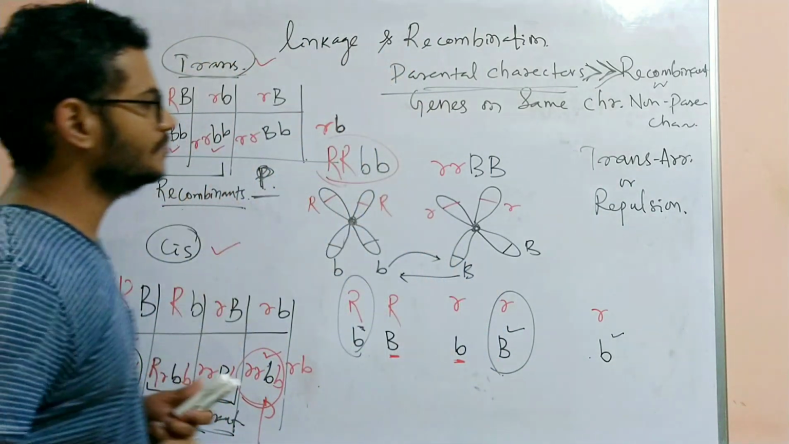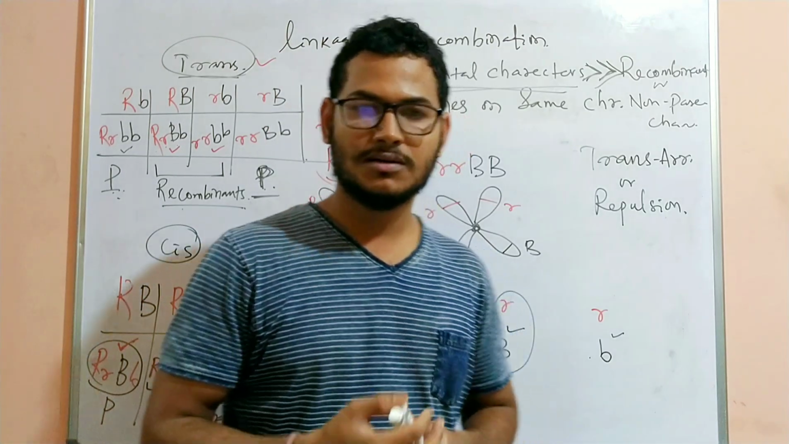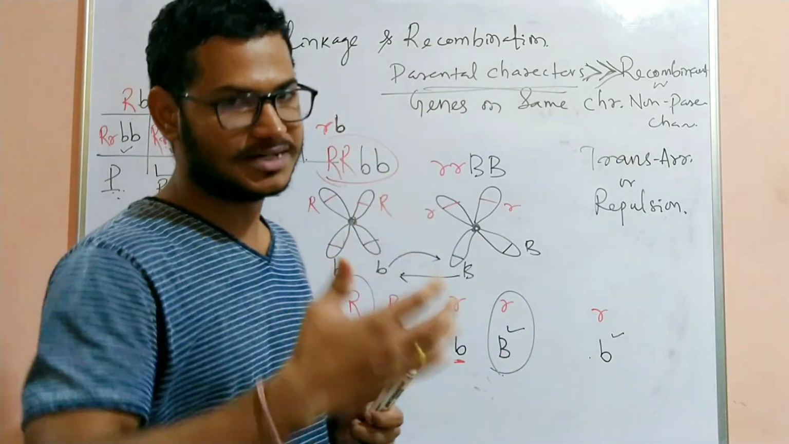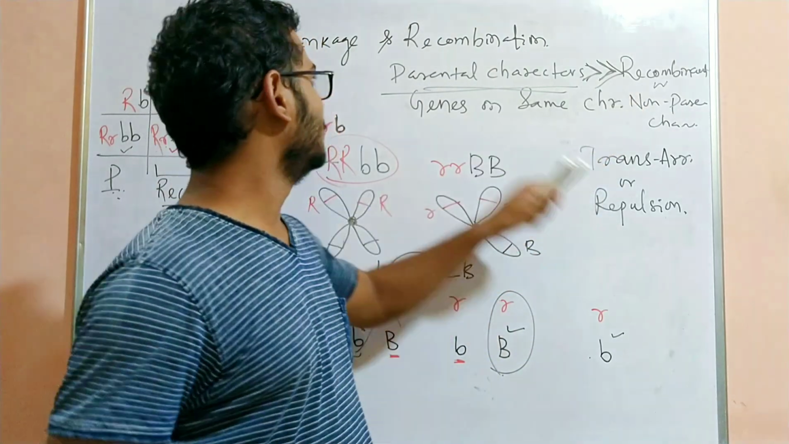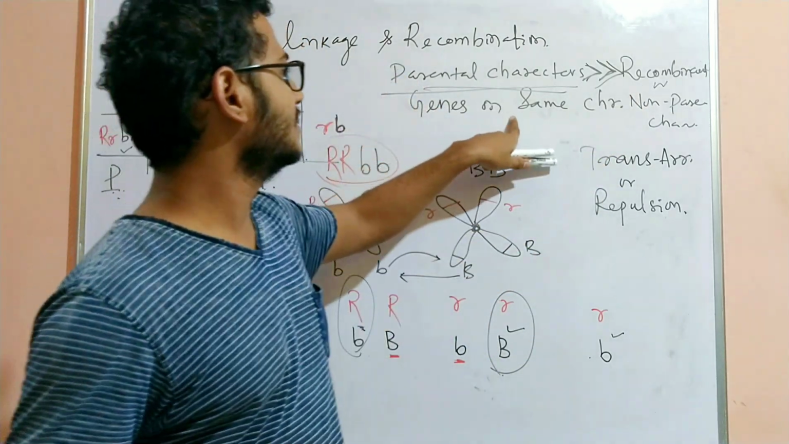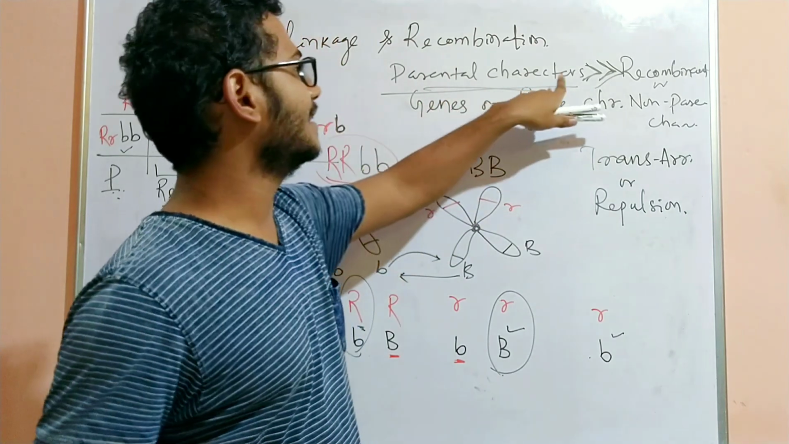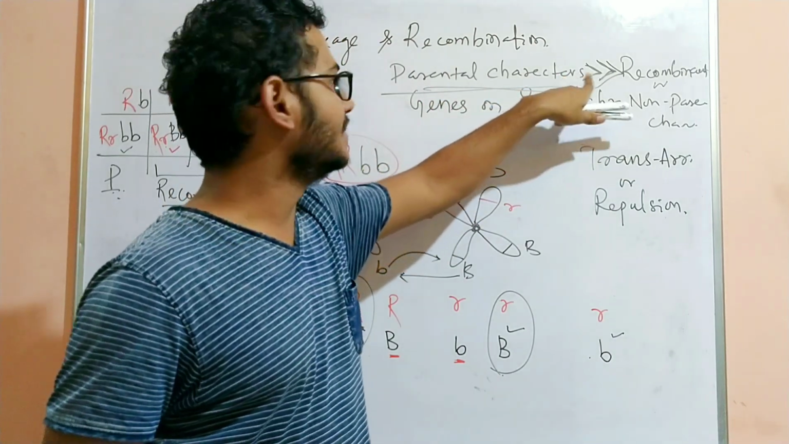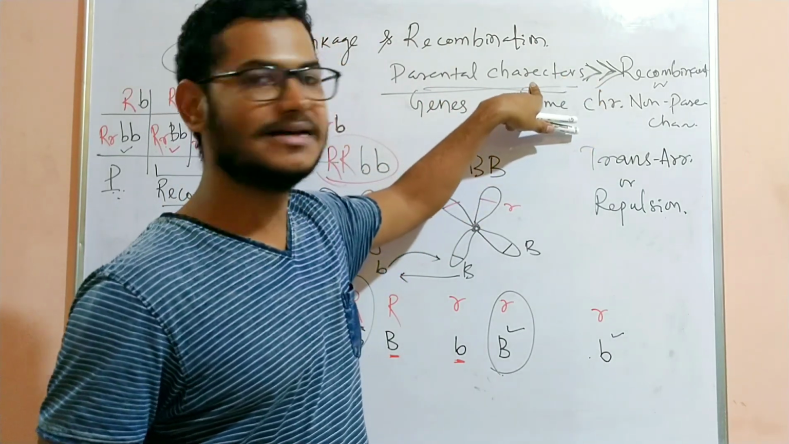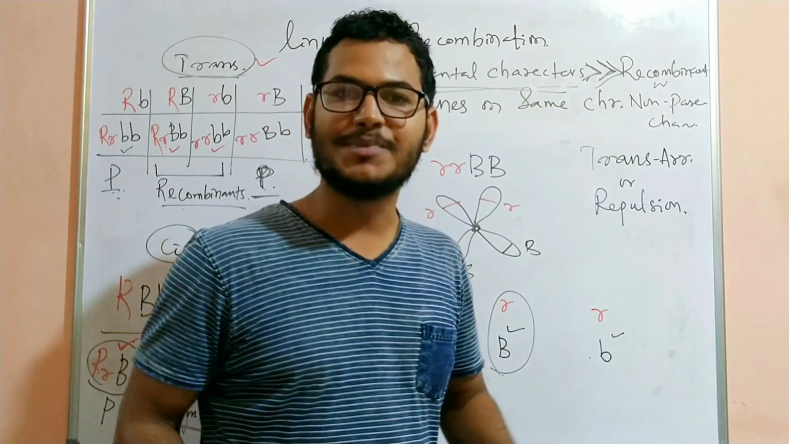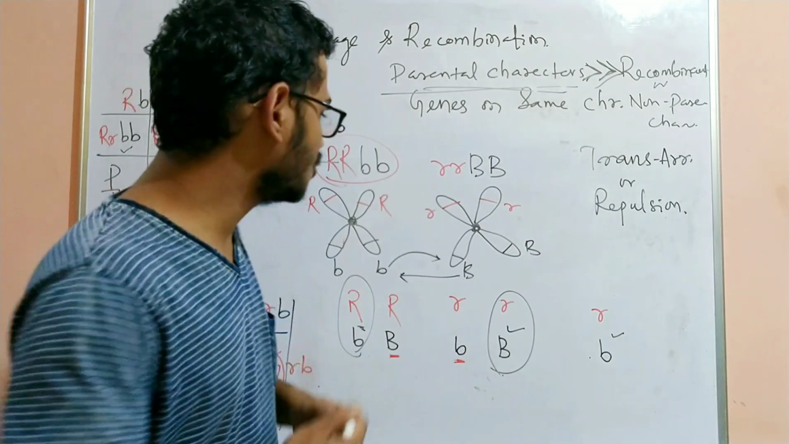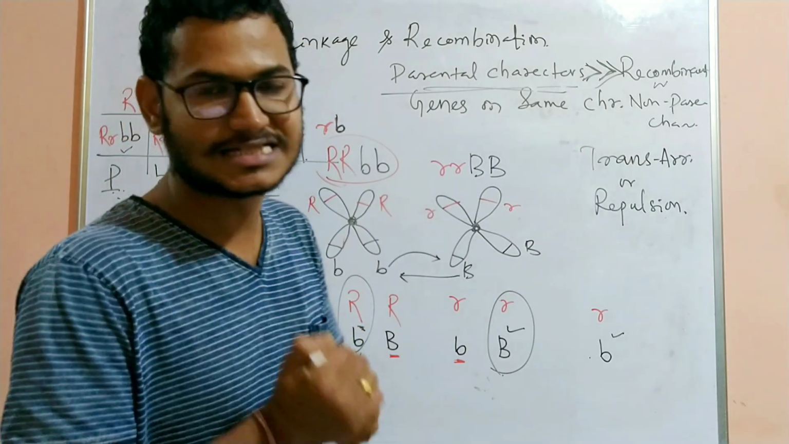So remember one thing: when the genes are present in two different chromosomes, the chance of recombination is more, so the recombinants will be more. But when the genes are in the same chromosome, the parental characters appear in a much higher percentage than the non-parental or recombinant varieties. So this is all about the conditions, the scenarios.